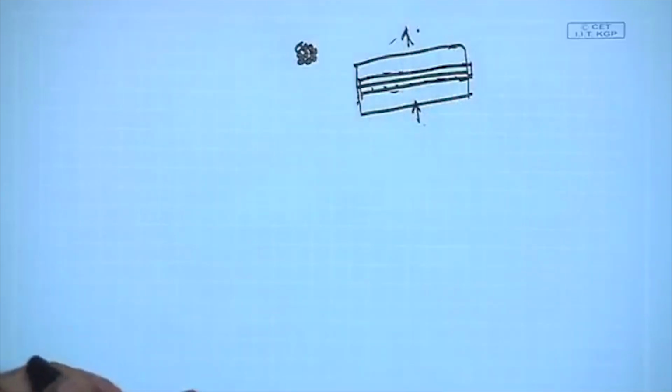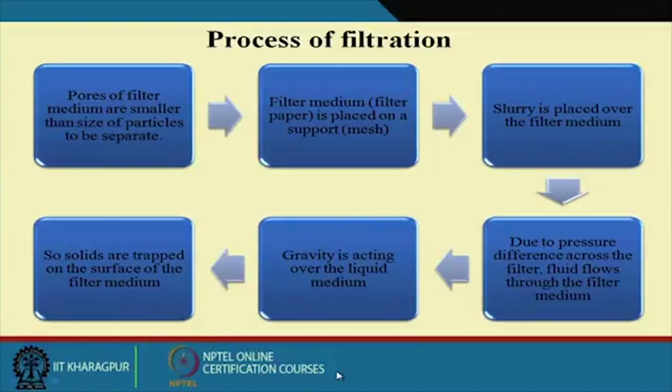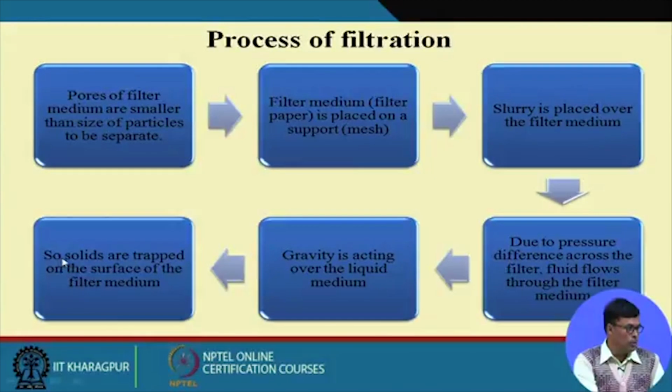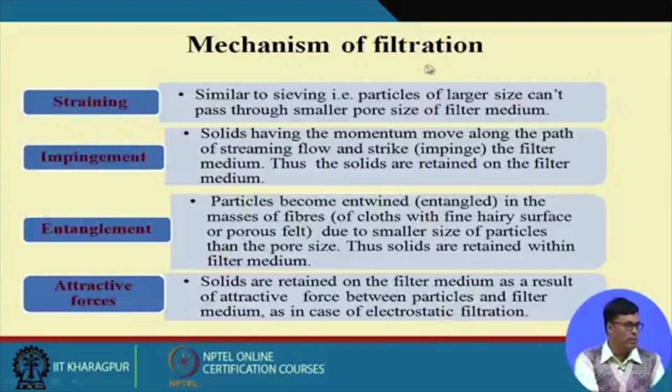So the slurry is placed over the filter media, and due to the pressure difference across the filter, fluid flows through the filter media, and gravity acts over the liquid. So solids are trapped on the surface of the filter media. This is the process of how filtration takes place. Now the mechanisms of filtration are straining, impingement, entanglement, and attractive forces.